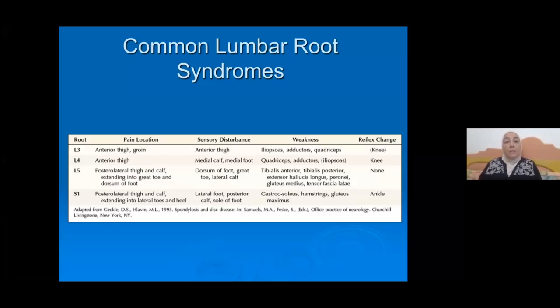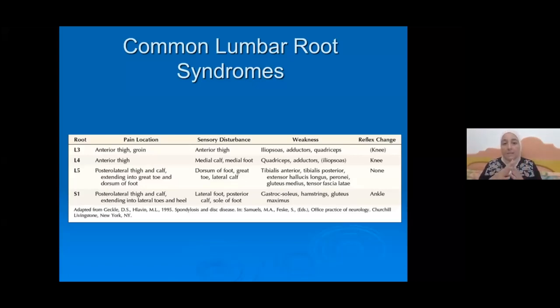L5 radiculopathy, the pain is characteristically located in the posterolateral thigh and calf, extending into the great toe and dorsum of the foot. The sensory disturbance is in the dorsum of foot, great toe, and lateral calf, and the weakness is in the tibialis anterior and posterior muscles, extensor hallucis longus, the peronei, gluteus medius, and fascia lata.